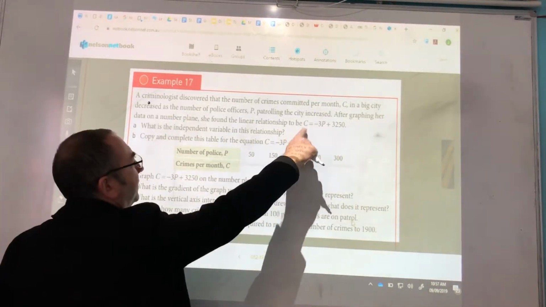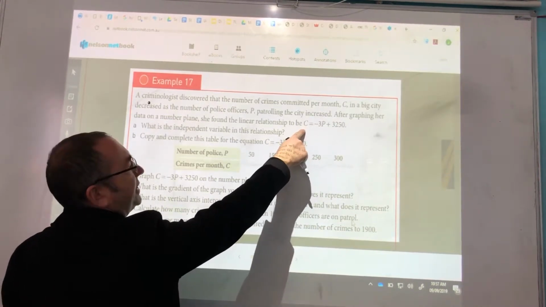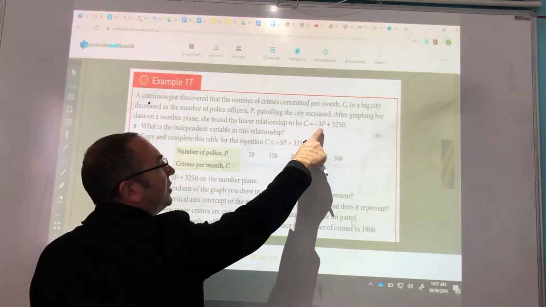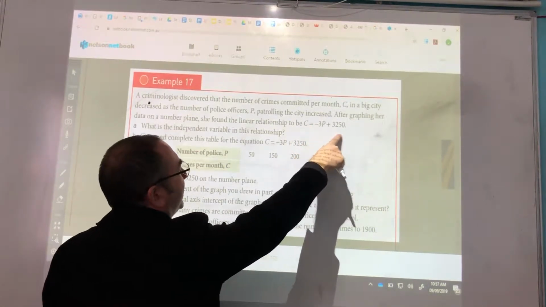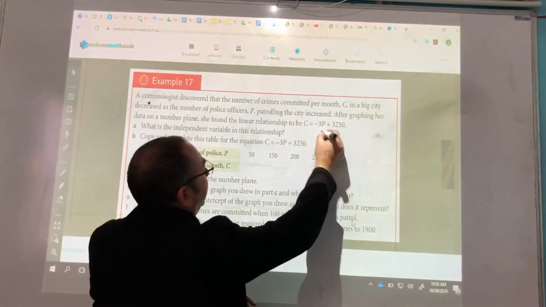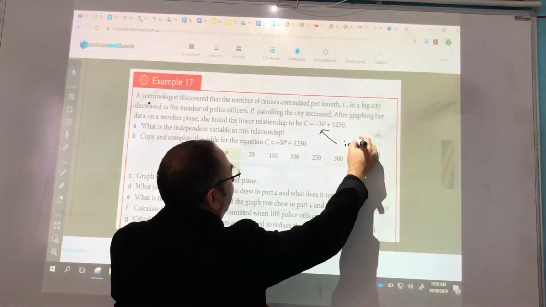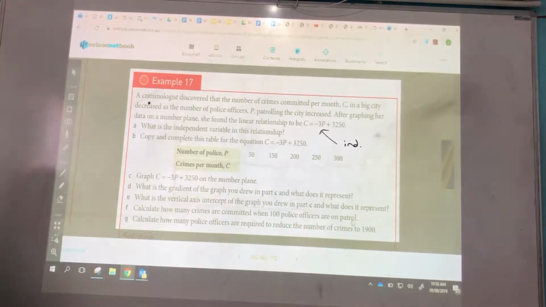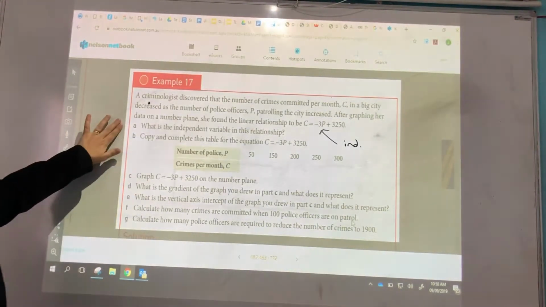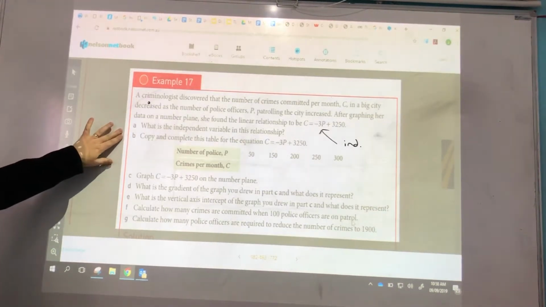So C is number of crimes. So number of crimes equals minus 3 times the number of police plus 3,250. So what's the independent variable here? You're all going to say the number of police is independent, because the number of crimes here we're saying depends on the number of police. So what's the independent variable? P for police. Copy and complete this table for the equation.